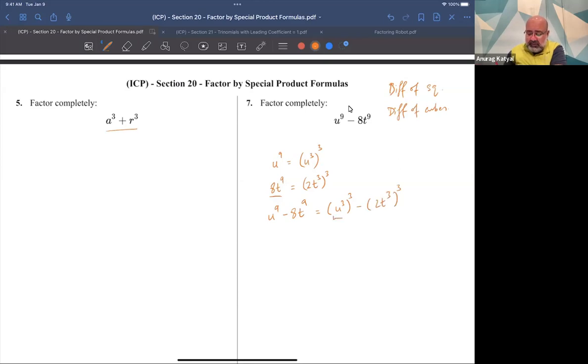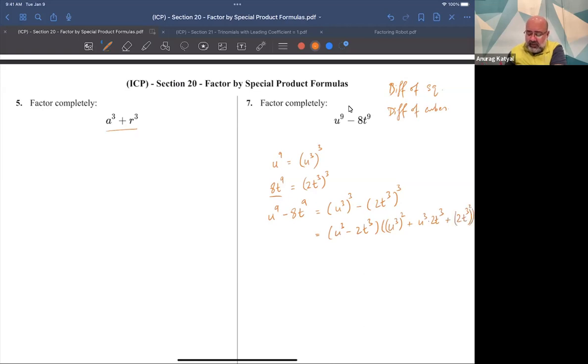Now, isn't this something cubed minus something cubed? That's a difference of cubes, which means we can apply the difference of cubes formula now, which is, well, hopefully you know this by now, a minus b, so u cubed minus 2t cubed, times a squared, so u to the third squared, plus ab, u cubed times 2t cubed, plus b squared, 2t cubed squared.